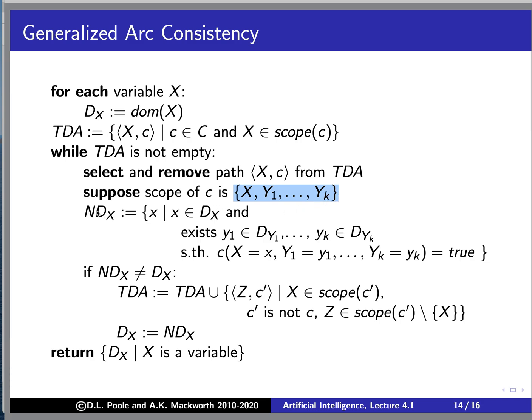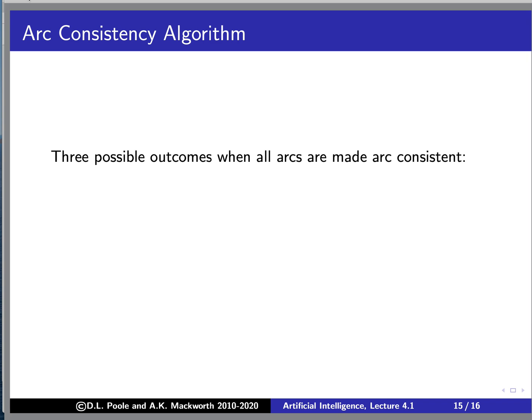Now we're going to compute the new domain of x. The new domain of x is the set of x such that x is in the domain of x, and there exist values in the other variables such that the constraint is true. If the domain of x has been changed, then we might need to add things back onto the to-do list. Then we have a new domain, and we're going to eventually return this arc consistent one. So that's arc consistency.